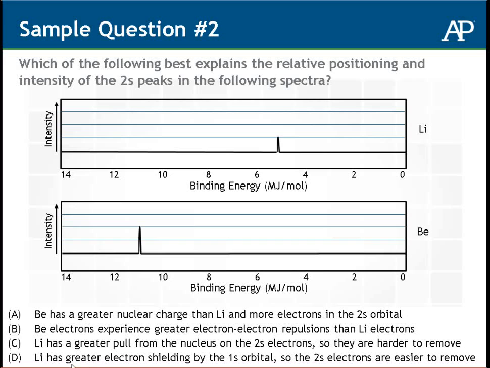And then D is lithium has greater electron shielding by the 1s, so the 2s electrons are easier to remove. And that is not true either because the shielding for both lithium and beryllium is about the same. The shielding comes from the inner core electrons, and they both have the same inner core electrons, so that would not be true.